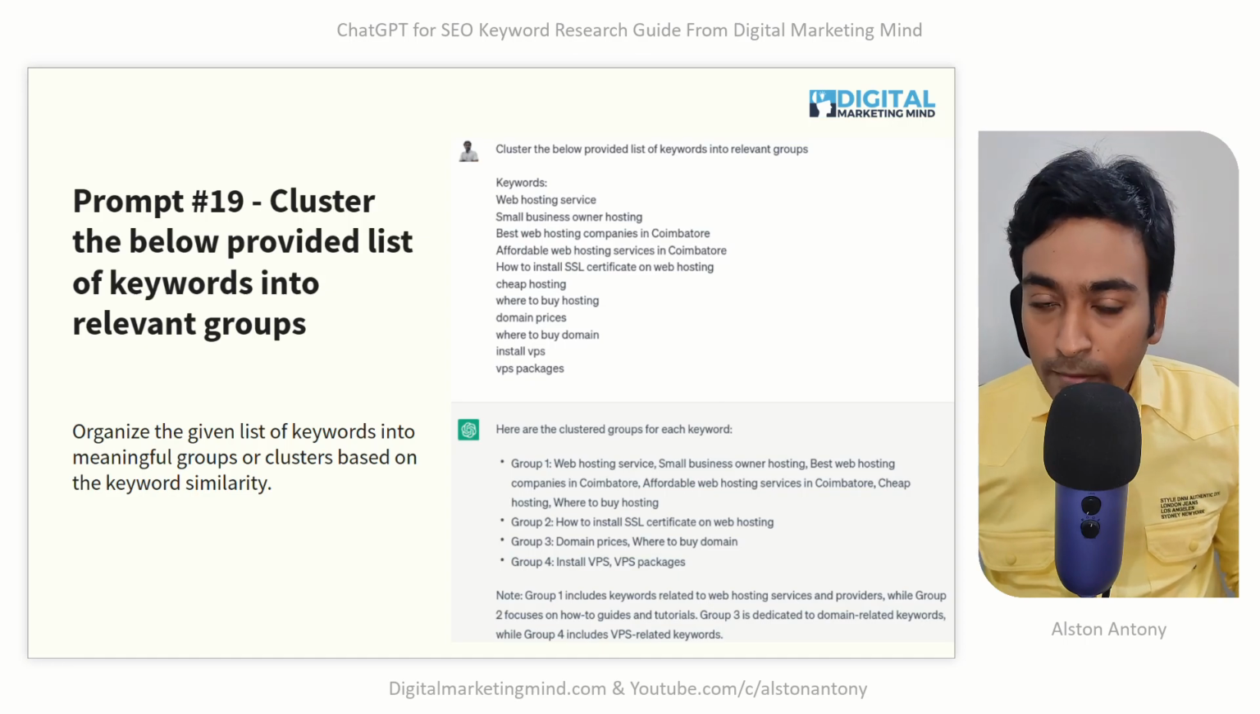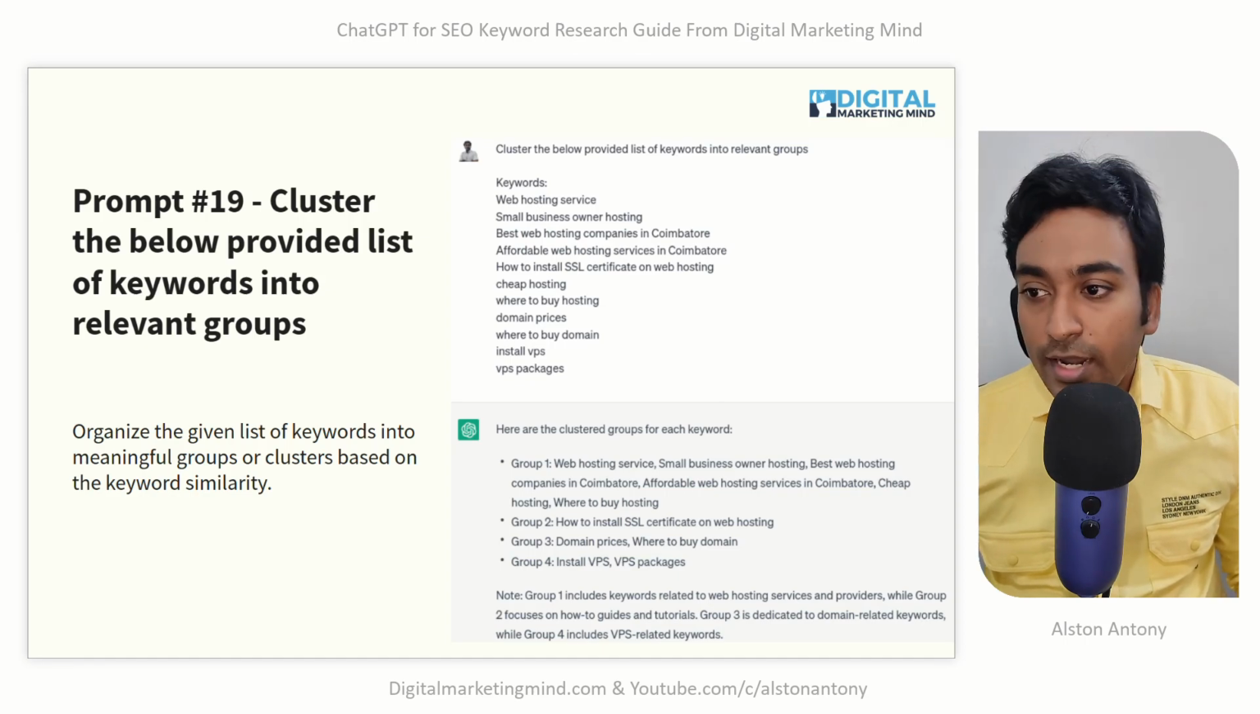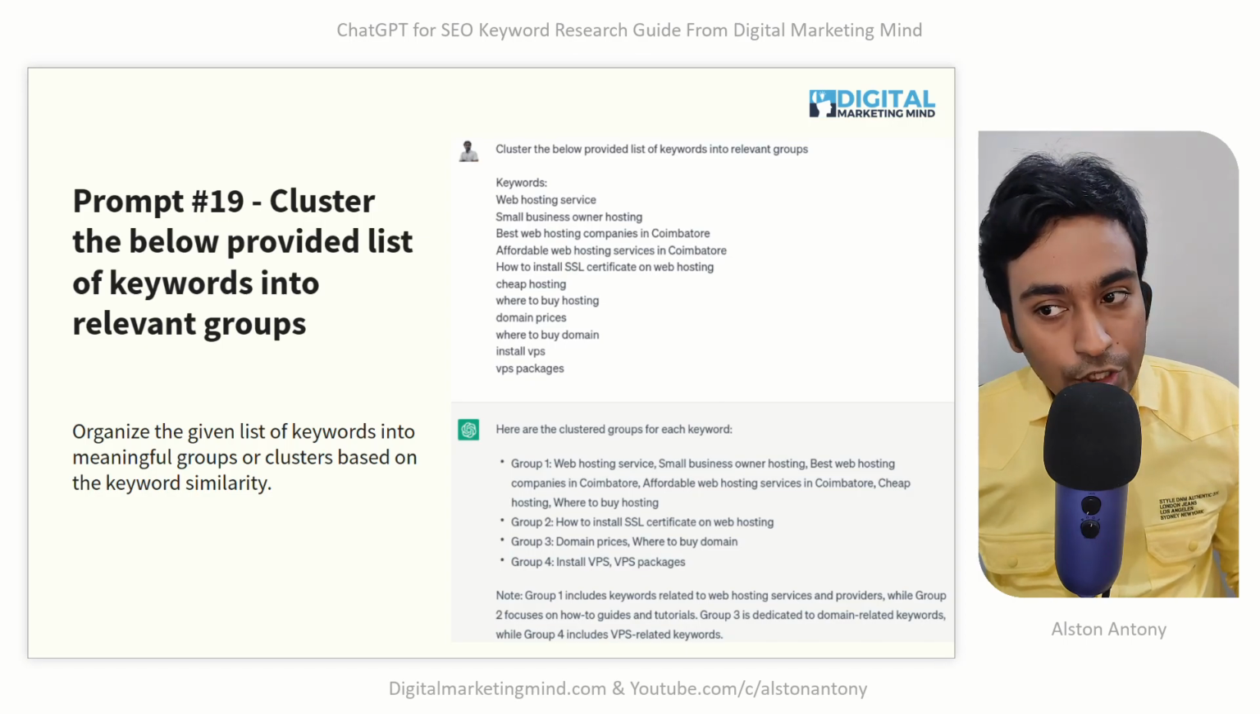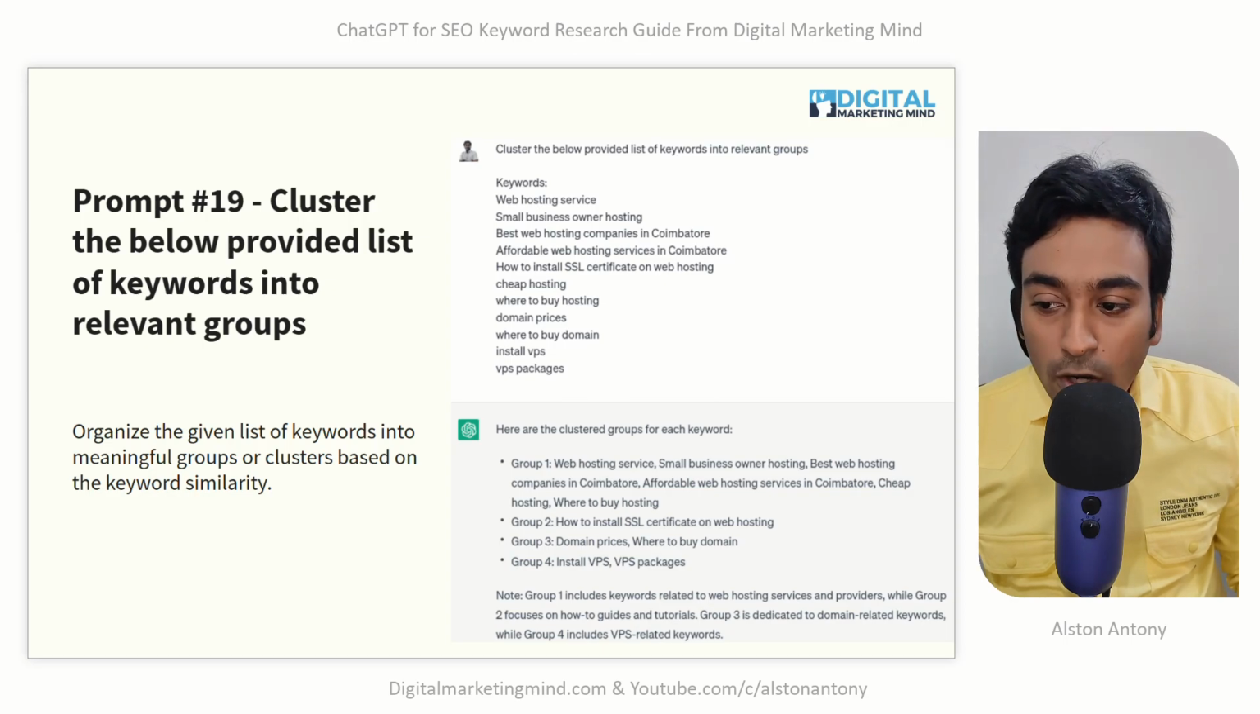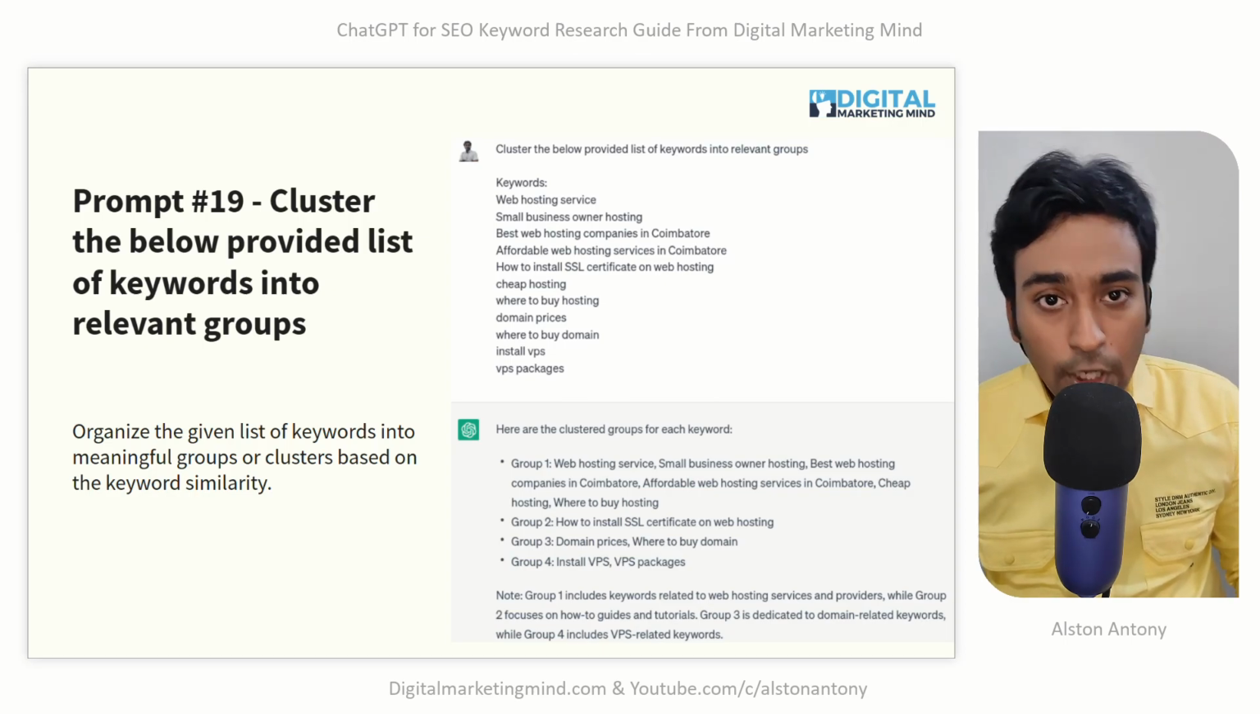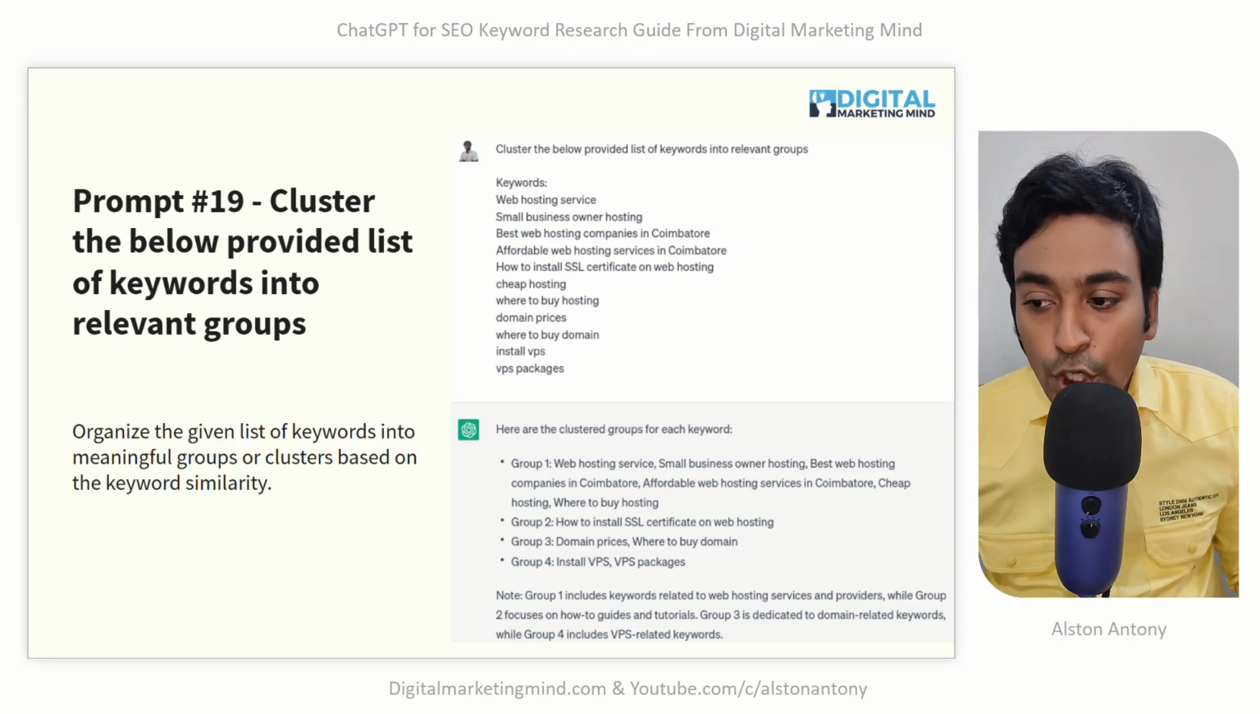And with ChatGPT you can do that as well. You can say, cluster the below list of keywords into relevant groups, and you provide a list of keywords. You can see it automatically makes several groups, and it makes sure to include those keywords in the groups as well. So that is clustering.